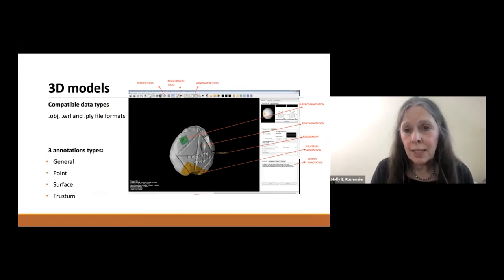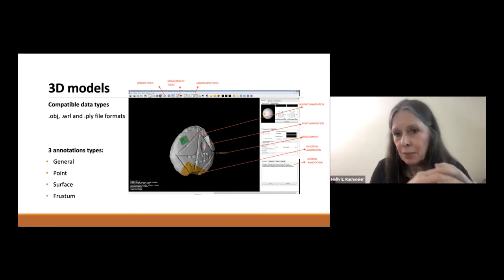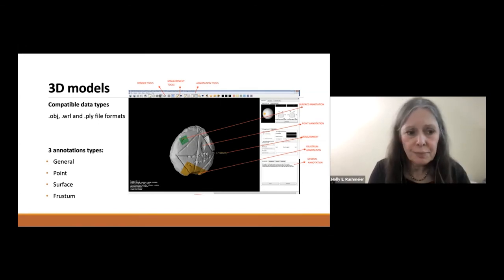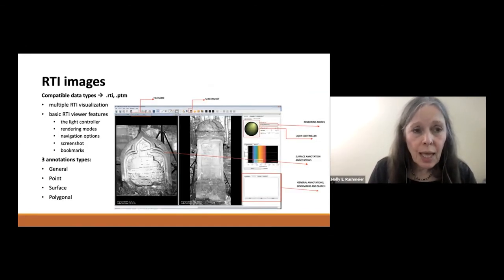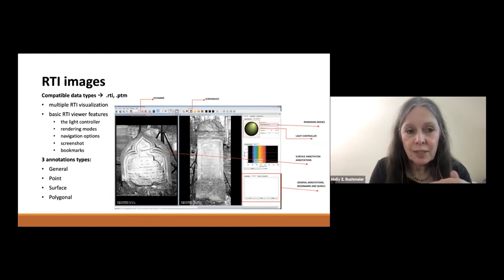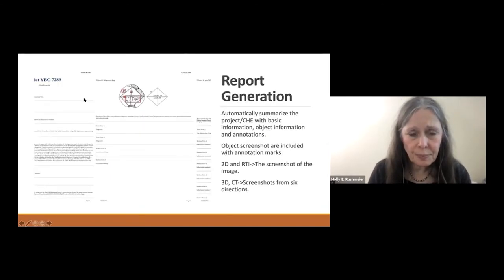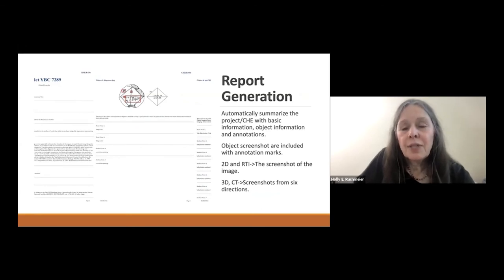For 3D models, technically it becomes a bit trickier how you attach an annotation to a part of the surface or a point on the surface, or it could be a whole volume of the object that's encompassed in a particular view frustum. And then the RTI images are like the 2D images, and being able to annotate in the same way, different sections, points, and so forth. So we have all of these annotations, and we can go back to bookmarks.